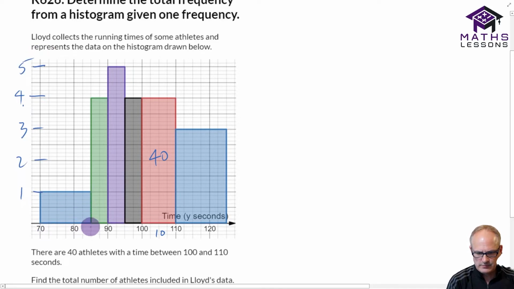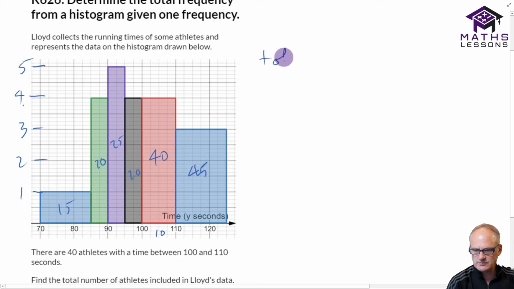And so therefore this one is 15 wide times 1 is 15. This is 5 wide times 4 is 20. 5 wide times 5 is 25. 5 wide times 4 is 20. And this one is 10. 15 wide times 3, which is 45.